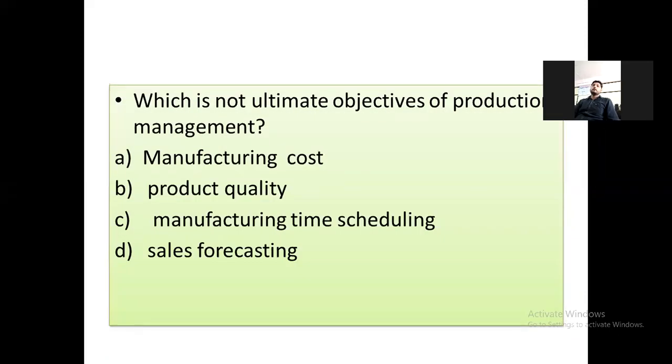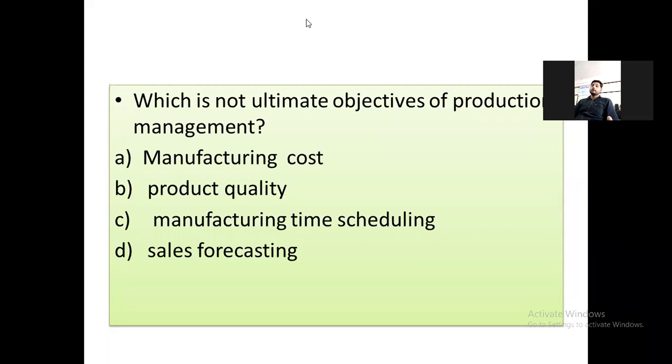Third question: which is not the ultimate objective of production management? Ultimate means final objective. First option is manufacturing cost, second is product quality, third is manufacturing time scheduling, and fourth is sales forecasting. For that we should know the production management objectives, intermediate and final. We have segregated production management objectives in two parts: the final objective and the intermediate objectives.